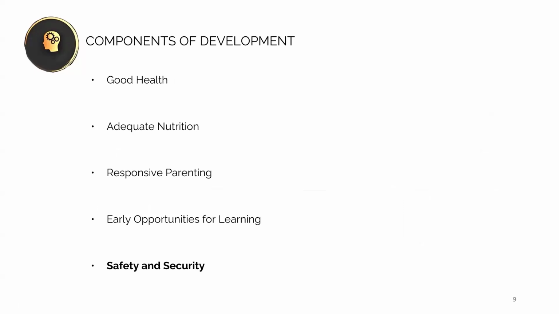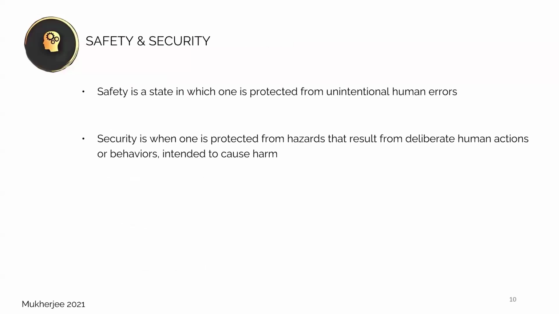When we're looking at the components of development in general, good development, or excuse me, normative development includes having good health, adequate nutrition, responsive parenting, learning opportunities, and safety and security. We'll be looking specifically at safety and security as it relates to preventing child sexual abuse.